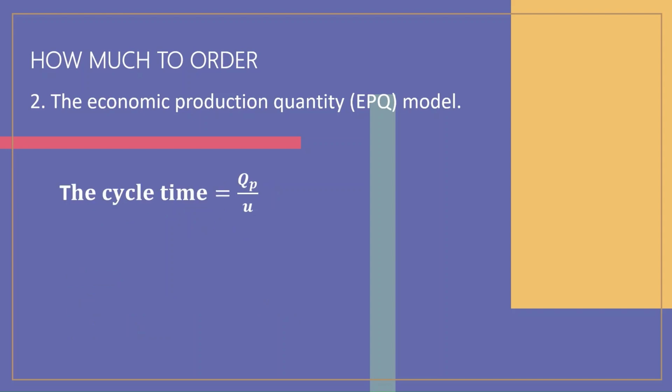The cycle time, which is the time between orders or between the beginnings of runs, for the economic run size model is a function of the run size and usage or demand rate. So, the cycle time equals QP divided by U.